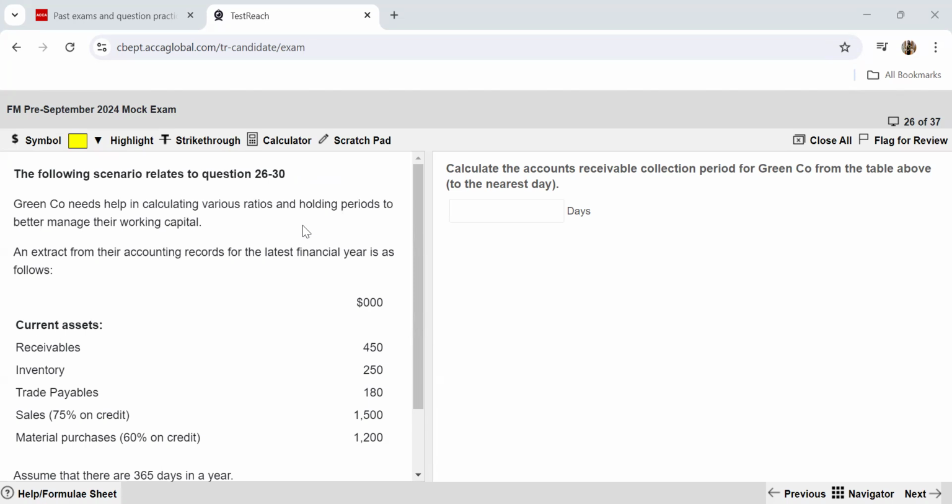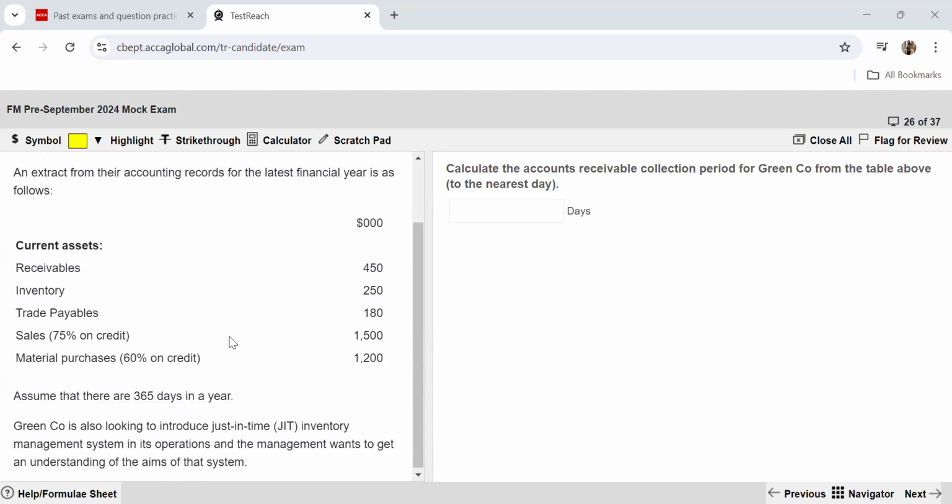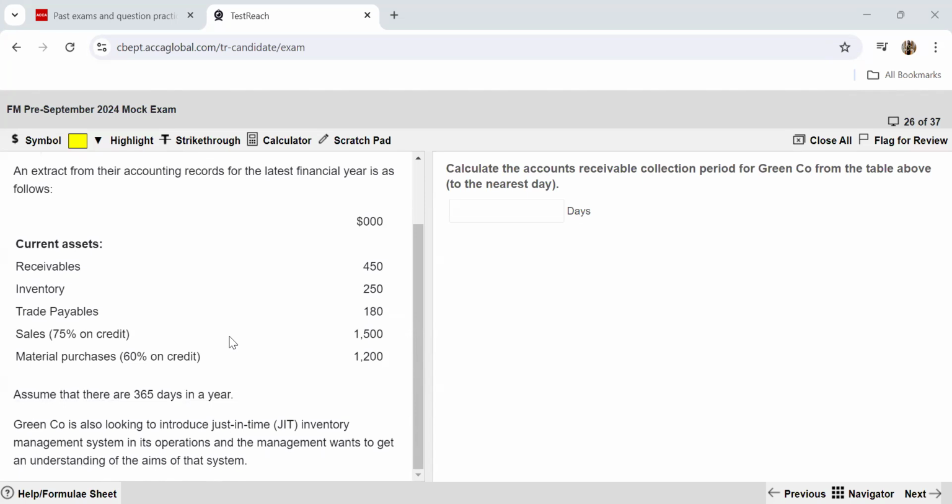Green Company needs help in calculating various ratios and holding periods to better manage their working capital. Extracts from their accounting records are provided to us: receivables, inventory, payables, sales, material purchases. Assume that there are 365 days in a year. Green Company is also looking to introduce a JIT inventory management system in its operations, and the management wants to get an understanding of the aims of that system.